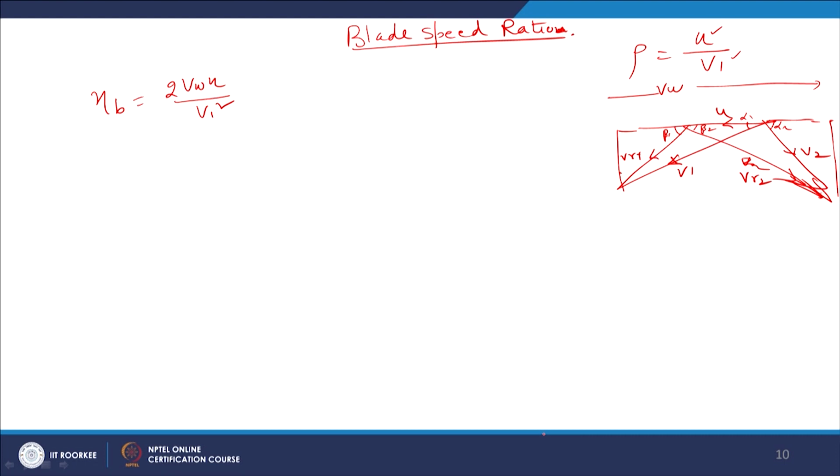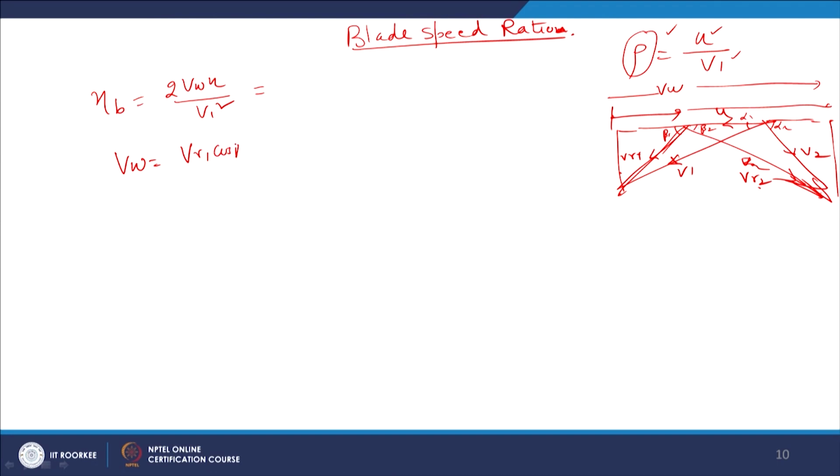Now how is this speed ratio going to affect the blade efficiency? Because this speed ratio is also a very important parameter while designing a turbine. So blade efficiency is 2 VW U by V1 square.